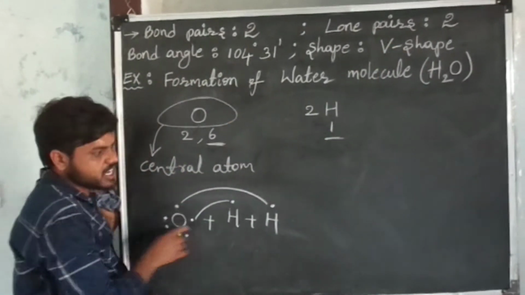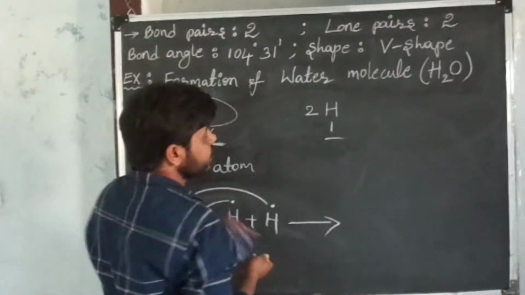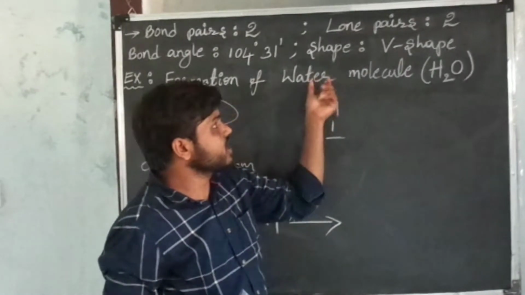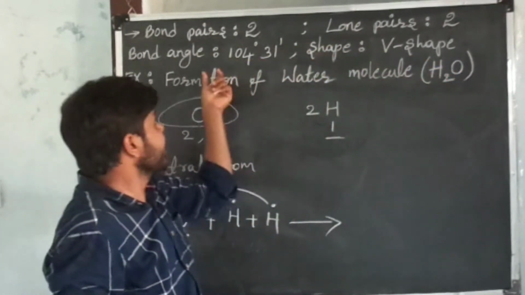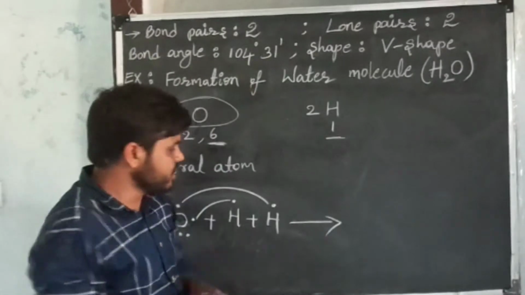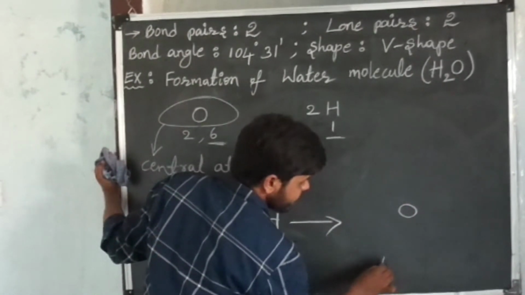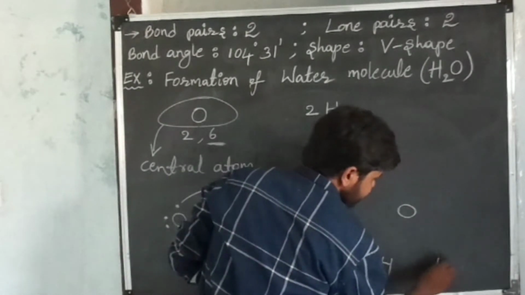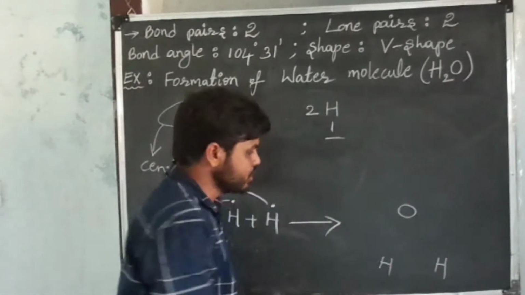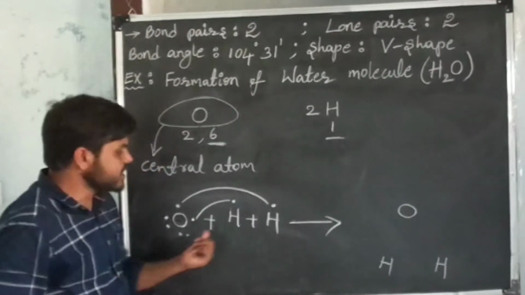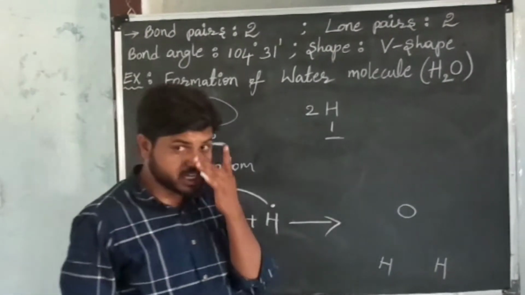Finally, we get oxygen as the central atom, and the molecular shape of water is V shape, and the bond angle is 104 degrees 31 minutes. We get oxygen as the central atom, with one hydrogen here and another hydrogen here. We get a V-shaped molecule. Between oxygen and hydrogen, 2 electrons are shared.